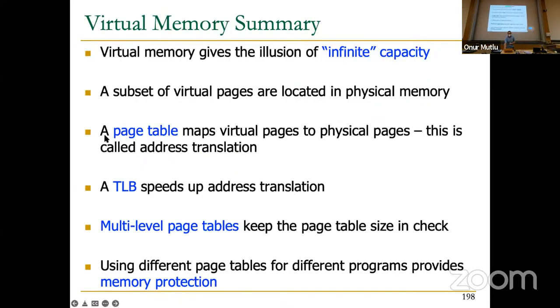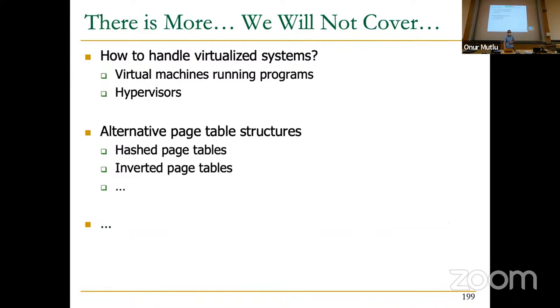But let me summarize over here. This is the one slide summary of virtual memory, if you will. You get the illusion of infinite capacity, you get memory protection, and you get a lot of hardware-software cooperation and a lot of complexity to provide that illusion and protection. And that's not even simple.